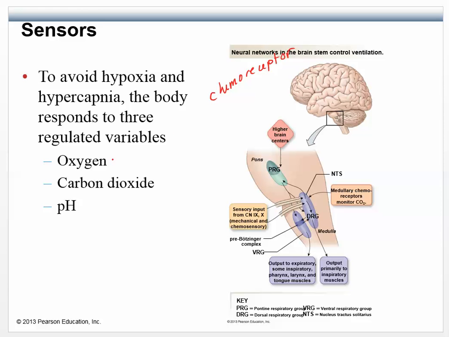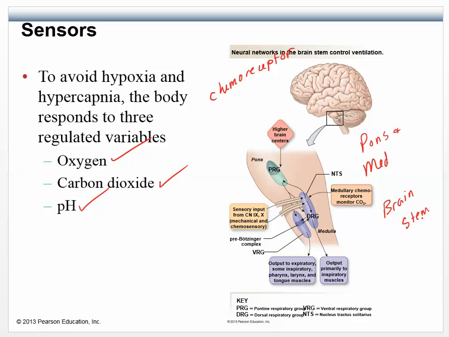Well, let's just narrow it down to three. It's measuring your oxygen levels, it's measuring your carbon dioxide levels, and it's measuring your pH levels. And guess what it does when it finds the oxygen levels low? It will increase breathing. So it sends a message to, and if we just remember this is the pons and the medulla, okay? The pons and the medulla, or the brain stem, okay?